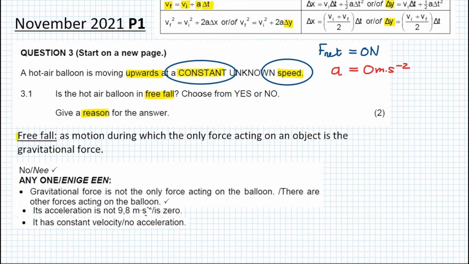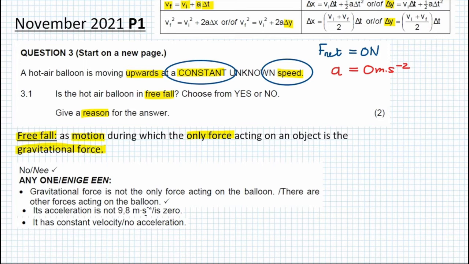From your exam guidelines, you'll remember we define free fall as motion during which the only force acting on the object is the gravitational force. Now, for this hot air balloon, is the only force acting on it the gravitational force? The correct answer is no.